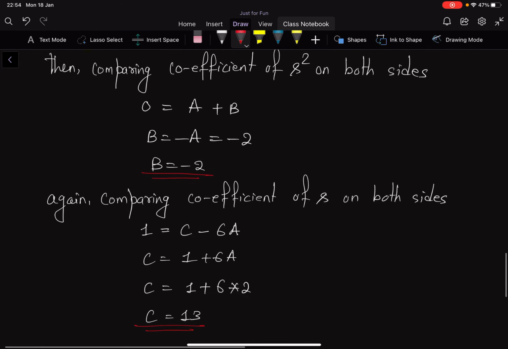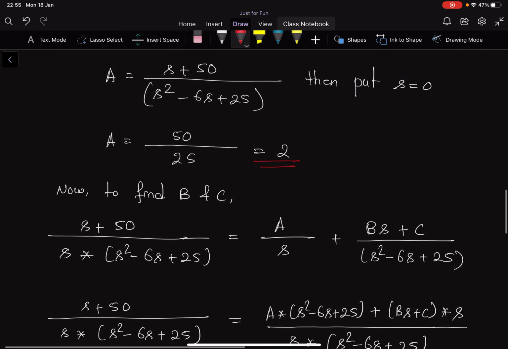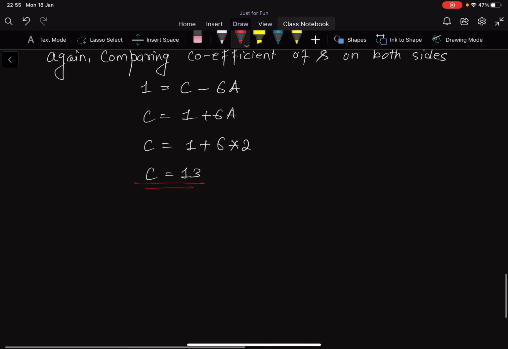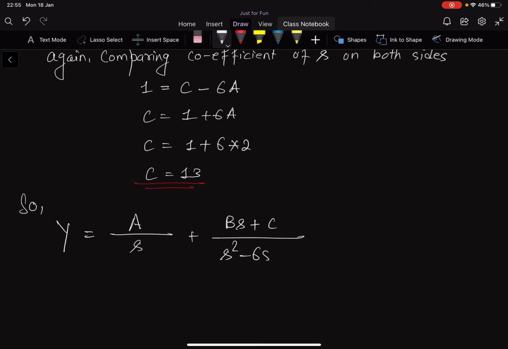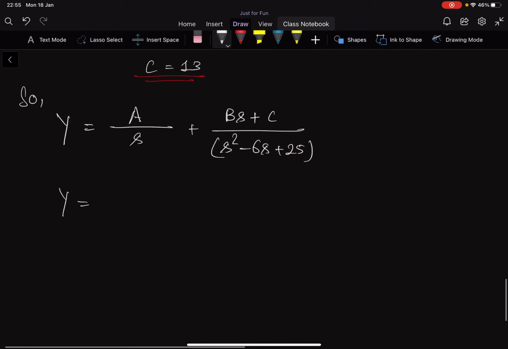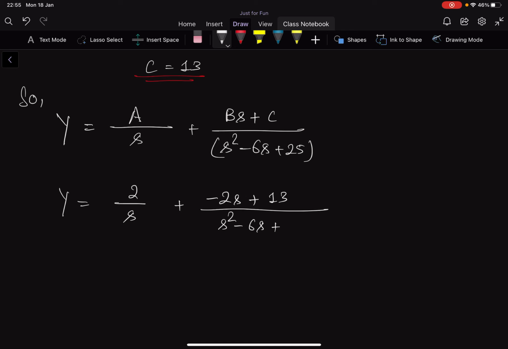So that means we got all the values needed: we got the a value, the b value, and the c value. So our partial fraction, y equals a over s plus bs plus c over s square minus 6s plus 25. Let's write this: the a value is 2 over s, the b value is minus 2s, plus the c value is 13 over s square minus 6s plus 25.